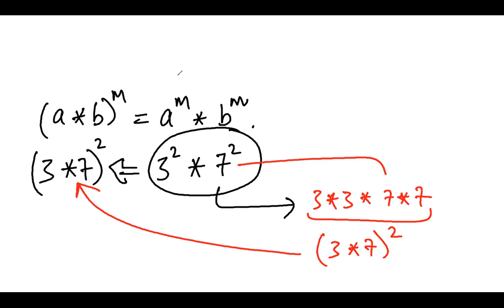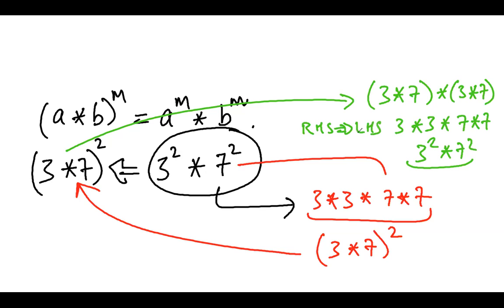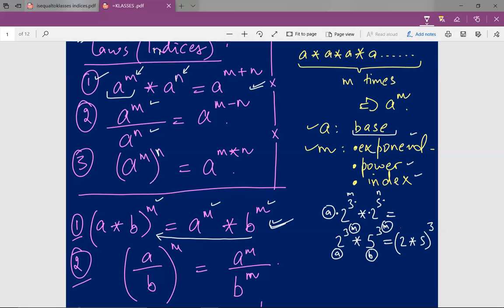Or if I start with the left hand side, this will be equal to 3 into 7 into 3 into 7. I can rearrange this as 3 into 3 into 7 into 7. This will be equal to 3 square into 7 square. So I can prove RHS is equal to LHS, or I can prove LHS is equal to RHS. Both sides it is true. So the law is proven with the help of an example. So this is what we have proved.